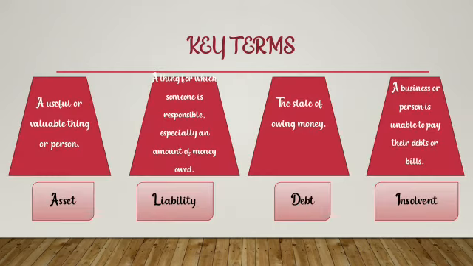Now we would go to the key points for sole proprietor. They are asset, liability, debt, and insolvent. Assets are the ones that you own. Assets are, for example, your income. These are useful and valuable things for a person. The money that you earn is an asset.